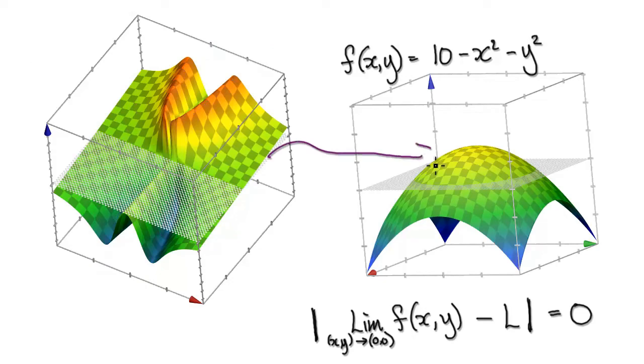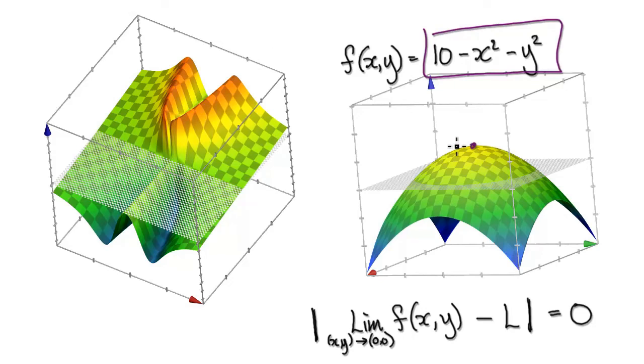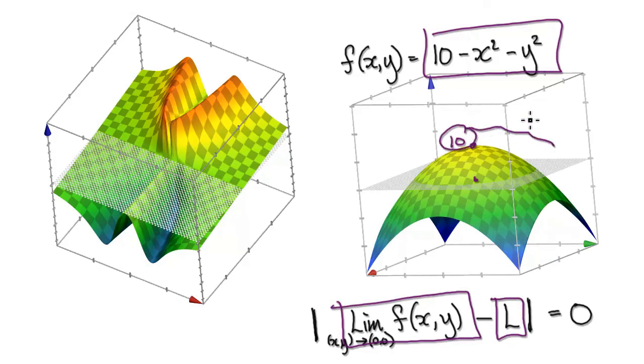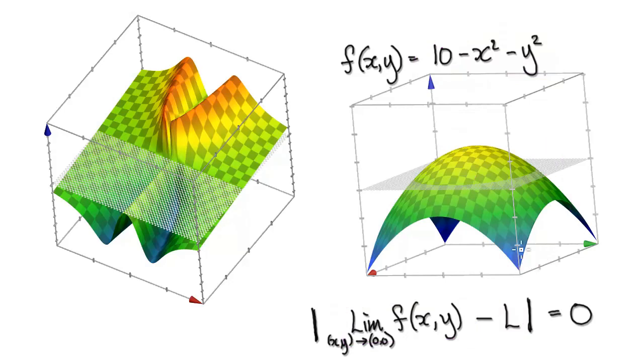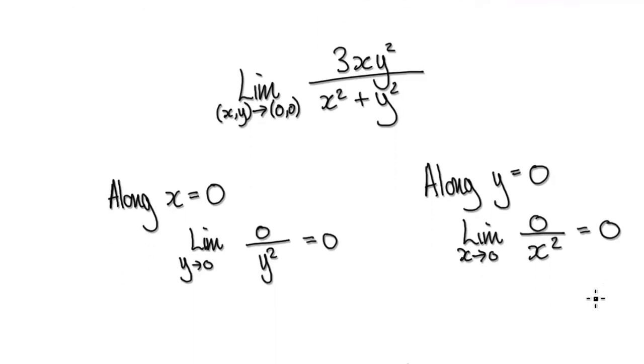Consider this surface. Here we suspect the limit is 10. So at the origin, as you approach it, if the limit truly exists, then this thing, take away your suspected limit, which in our case is 10, and take the absolute value, then it should be 0. We're going to use the same technique to work out the limit of this.